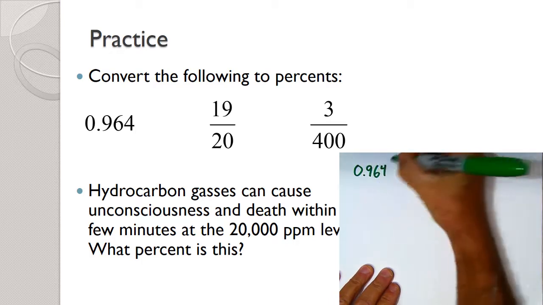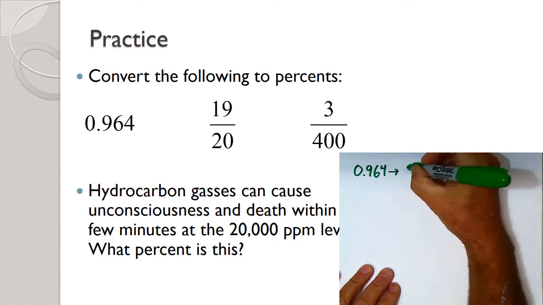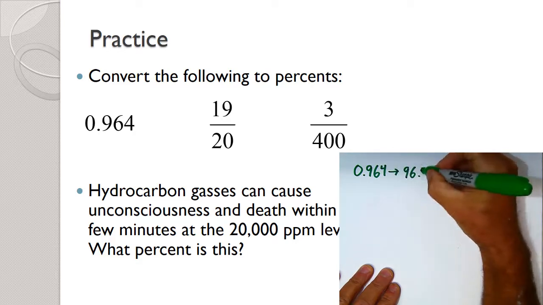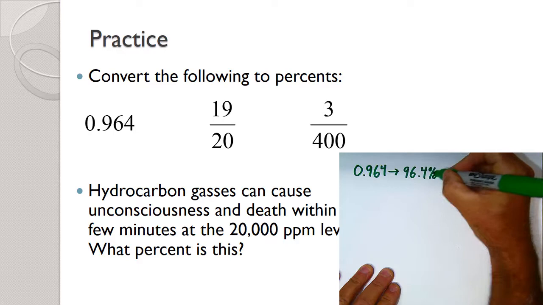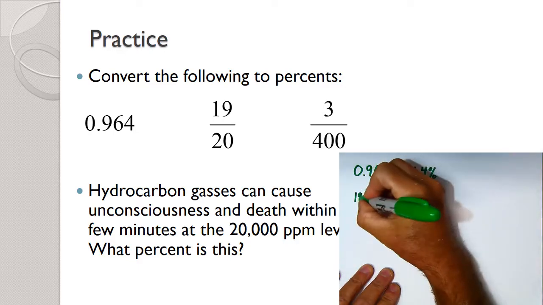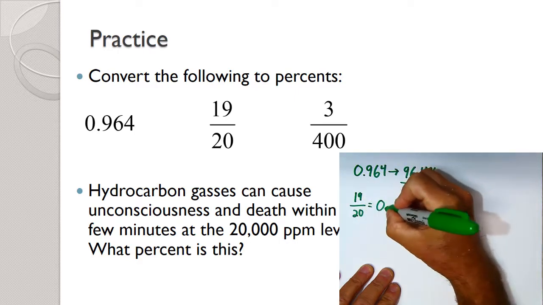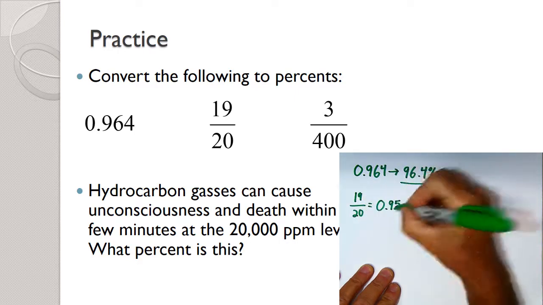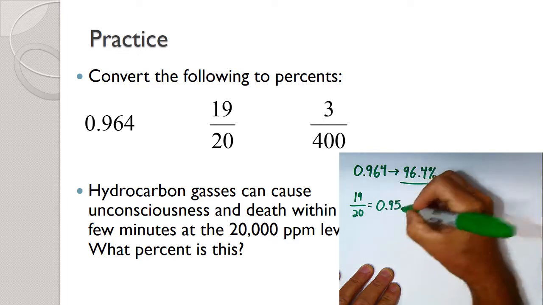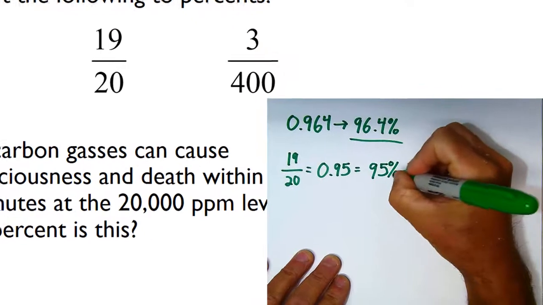0.964. Well, if we want to turn that into a percent, we'll just move the decimal 2 places towards the percent sign, and that is, of course, 96.4%. And that's all there is to that. 19 out of 20, well, we need to turn that into a decimal first. If you divide that on your calculator, you'll find that that's 0.95. Decimal 2 places to the right, and that is equivalent to 95%.